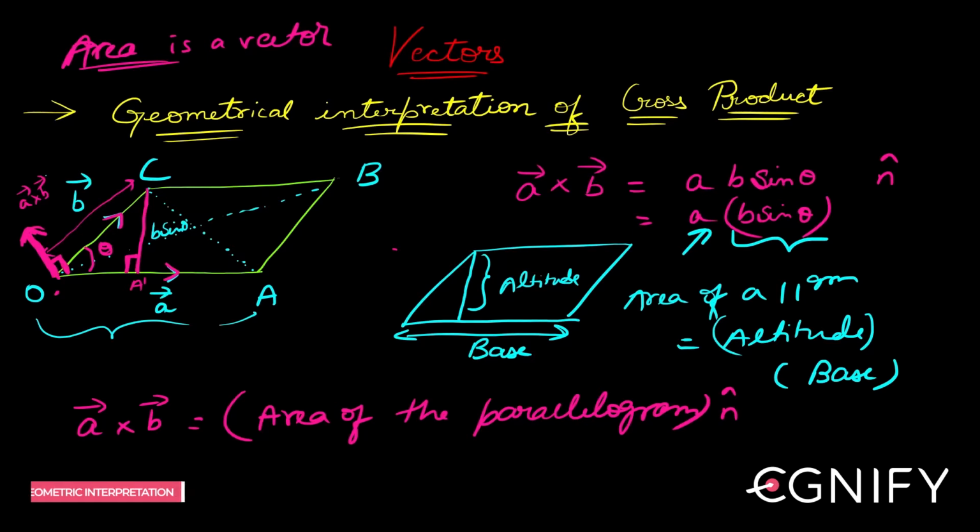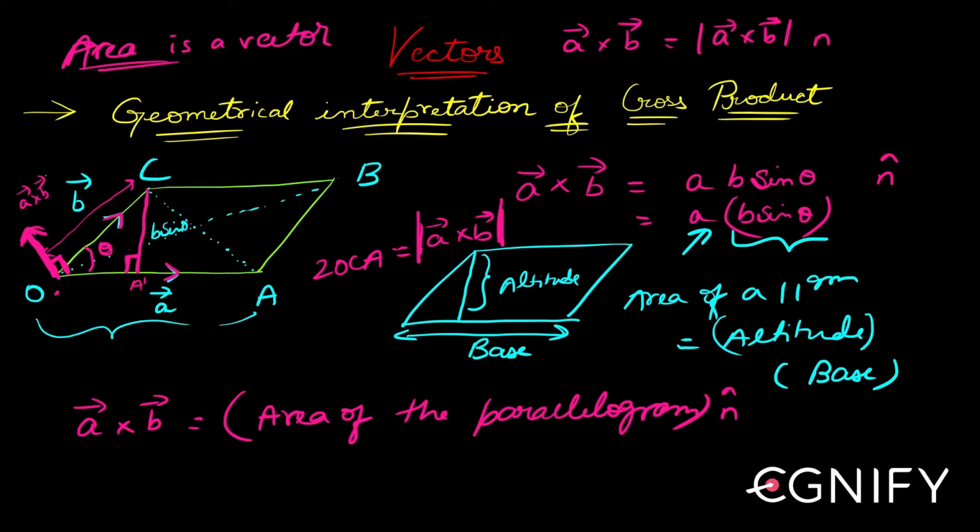What if I need the area of this triangle OCA? As you can see, twice of OCA is area of parallelogram, which is mod of A cross B. If I need the magnitude of area, then I will do mod A cross B. If I need the entire vector, then I will do A cross B. Because A cross B is ultimately mod A cross B times n cap, where n cap is in this direction. This mod A cross B itself is your area of parallelogram. Twice of area of OCA is this. So OCA will be half of A cross B.